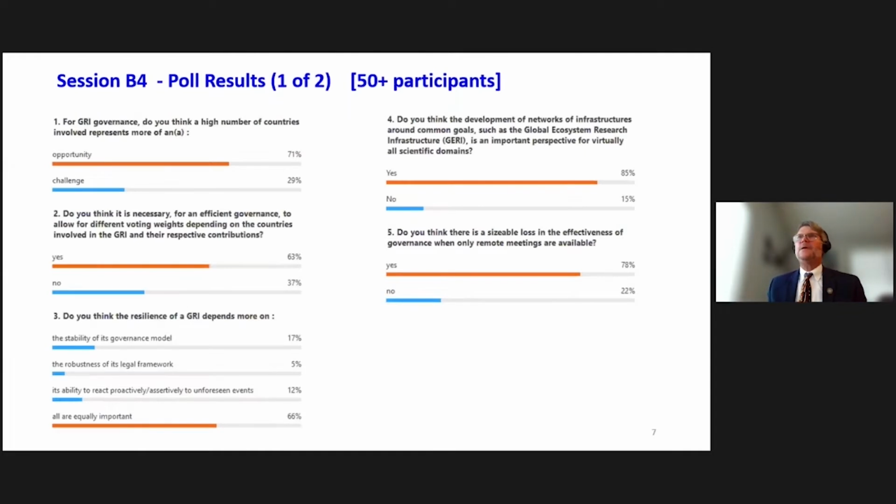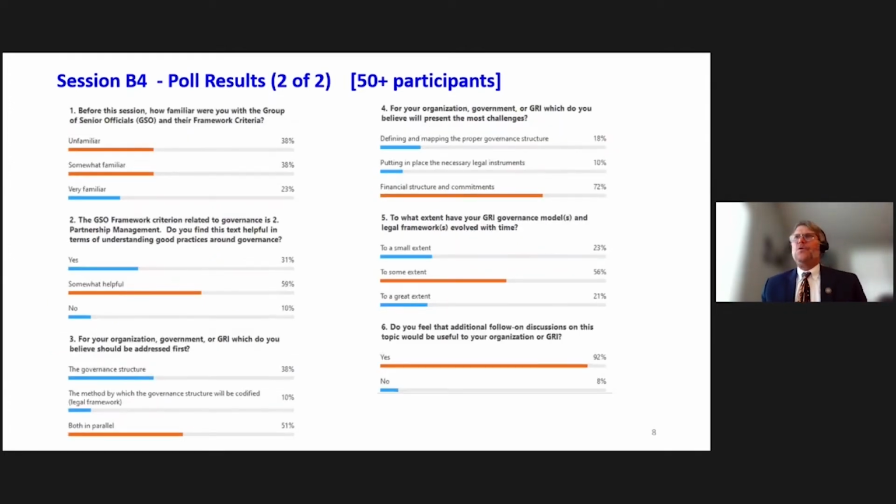So very quickly, a couple of polls we did during B4 to bring it all together. We wanted to get a sense of whether or not a high number of countries was looked at as a plus or a minus, and we've talked about some of these. But I wanted to point this one out to you. Do you think the development of networks of infrastructures around common goals, common objectives, that mission statement, if you will, is important? And it was really clear that the vast majority of our respondents felt that was a critical element to governance.